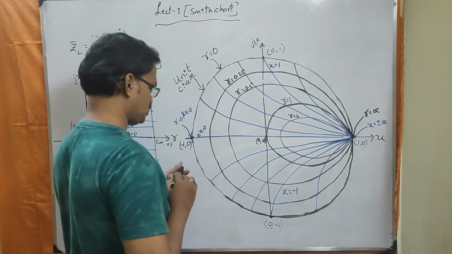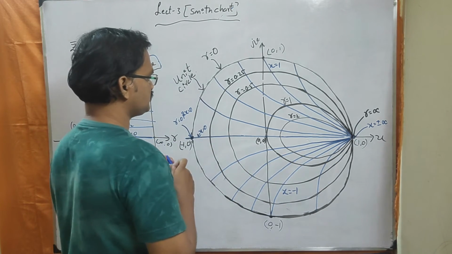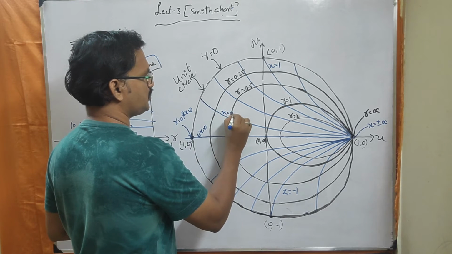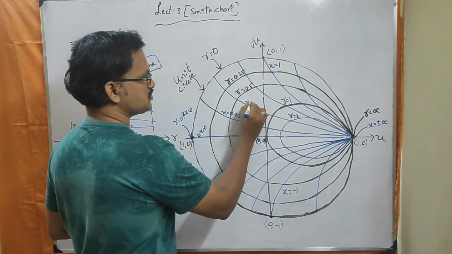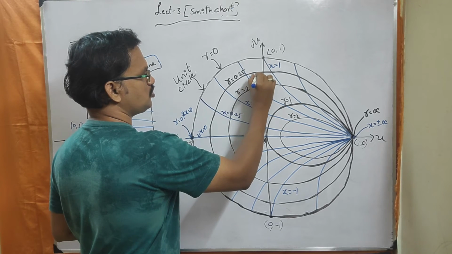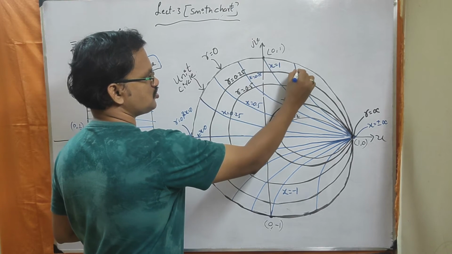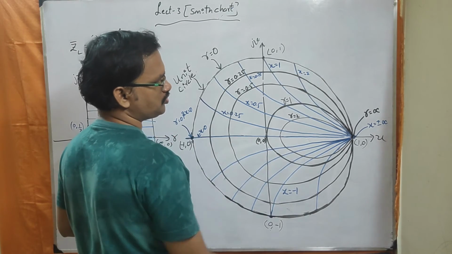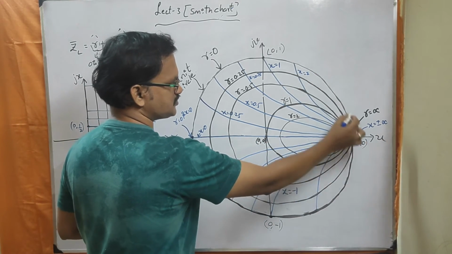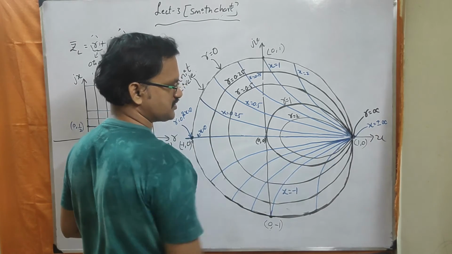Next, this is x equal to 0. Let us say this is x equal to 0.25, and this is x equal to 0.5, and let us say this is x equal to 0.75, and this is x equal to 1, and this is x equal to 2, and you will get x equal to 3 circle like this, 4, 5, 6, and so on up to x equal to plus infinity.